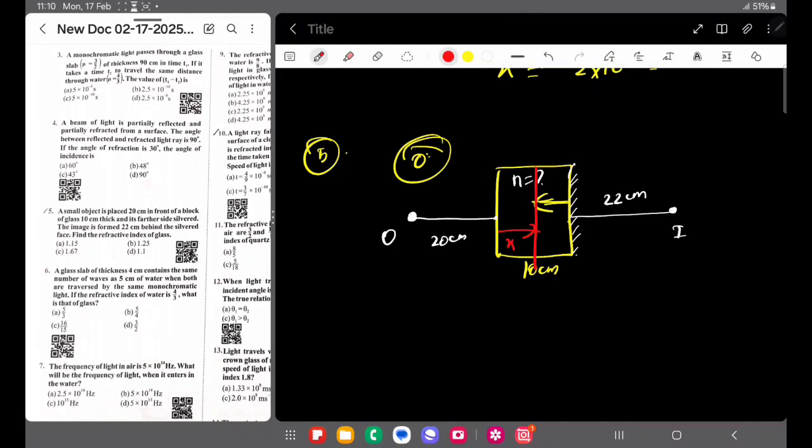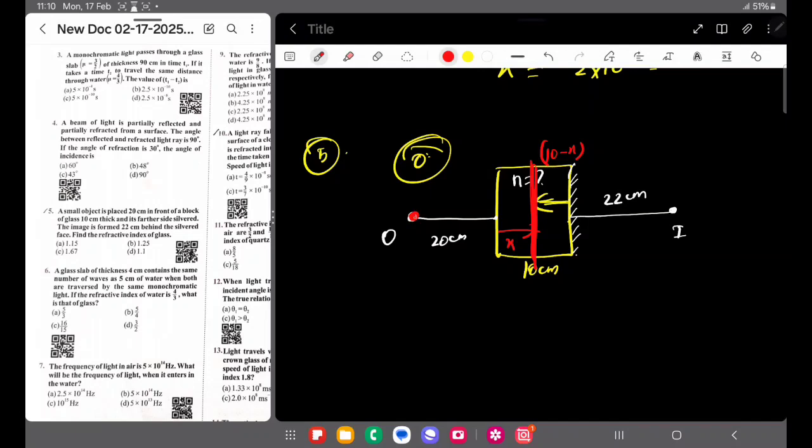We know the total thickness of the glass slab is 10. So this distance would be 10 minus x. So with respect to this outside observer, the right end of the silvered surface is going to be shifted leftwards by 10 minus x distance. So we can call this distance the shift. And to this observer, the silvered face is going to be here only.